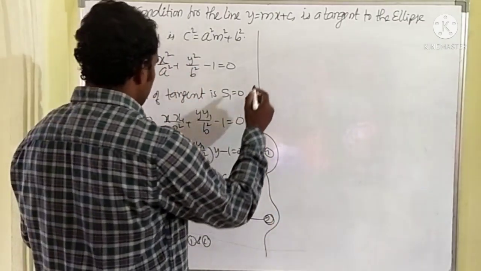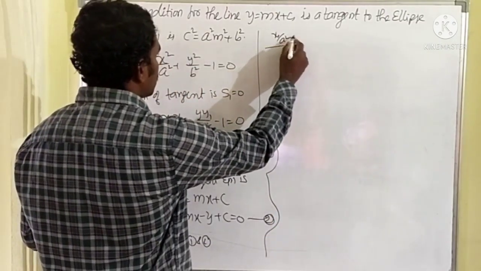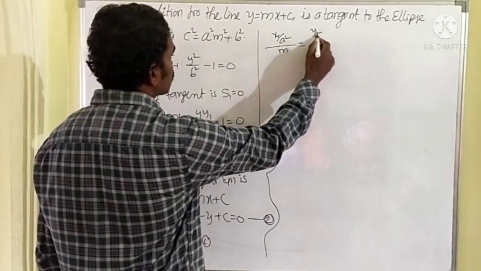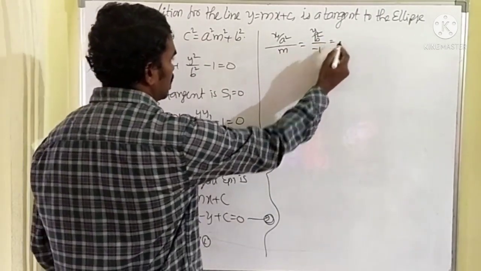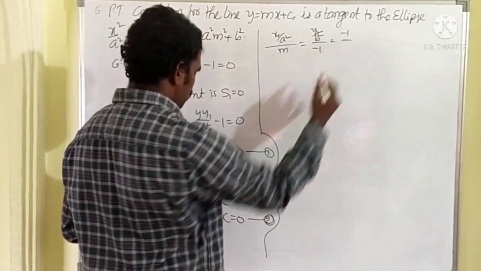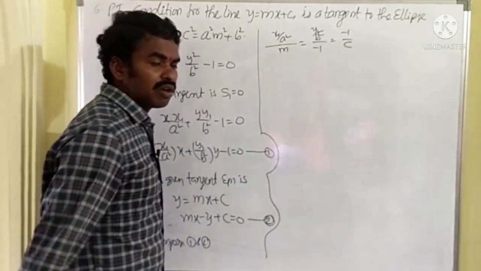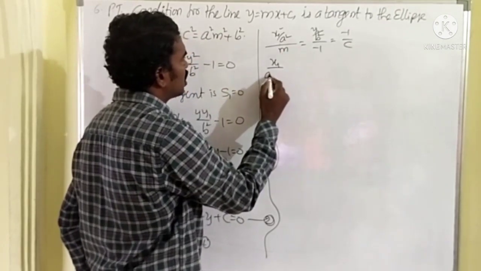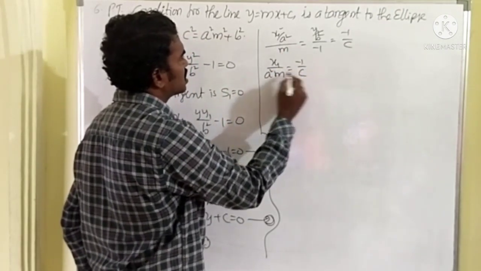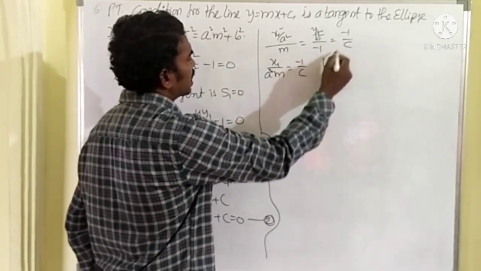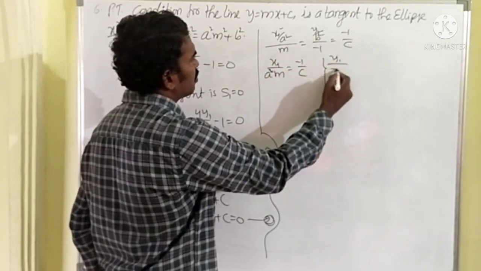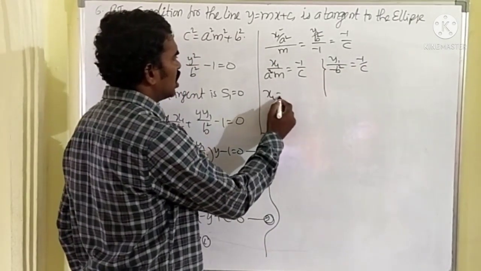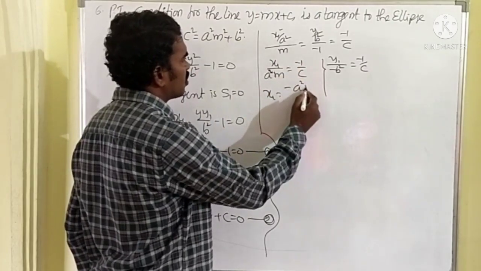So here x1/a² and here the x coefficient is m, here the y coefficient is y1/b², and here the y coefficient is −1. Here the constant term is −1, and here the constant is c. Now we have to simplify this, equating first and last. First one, x1/a² goes to the denominator: a² m = −1/c. Similarly equating second and third, y1/b² goes to the denominator: −b² = −1/c. So now x1 is equal to a² m, and the right side gives −a² m/c.